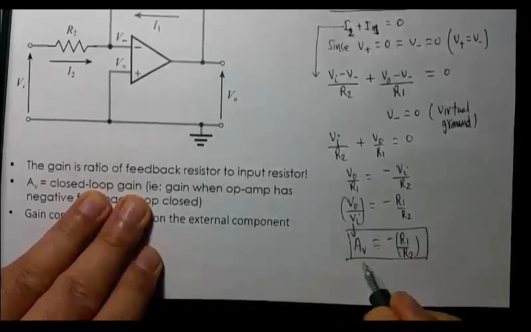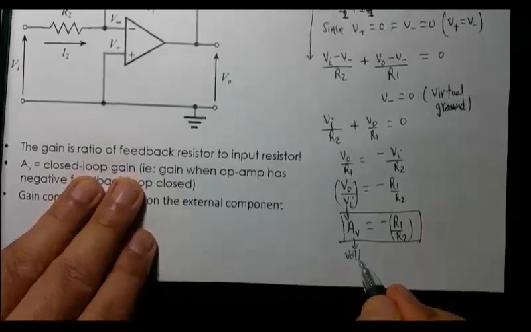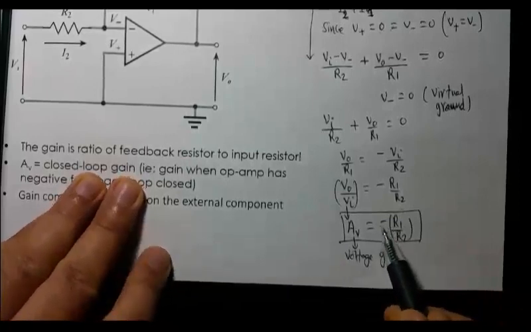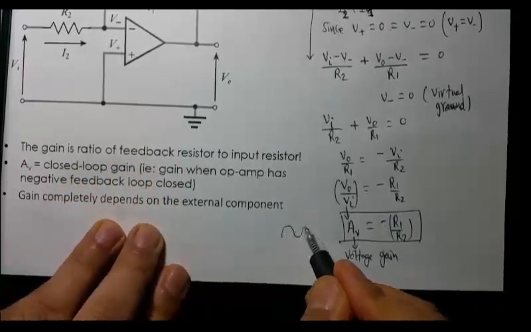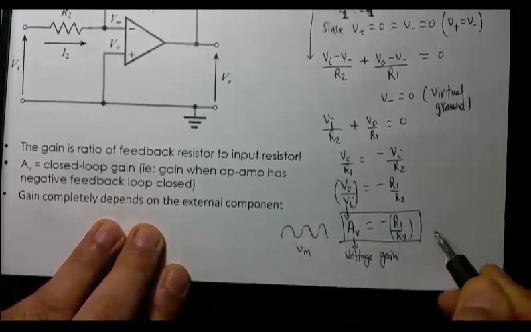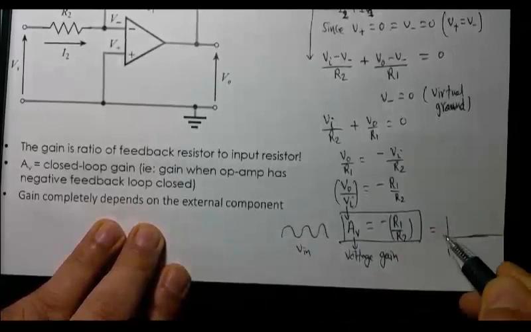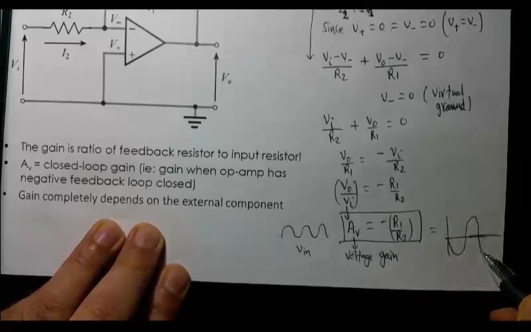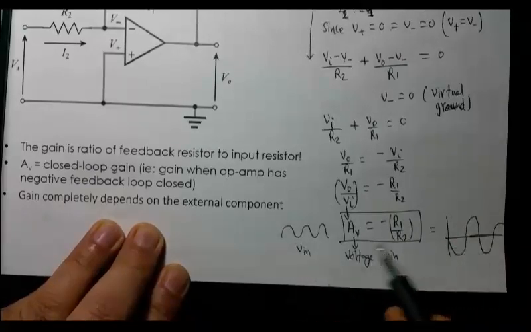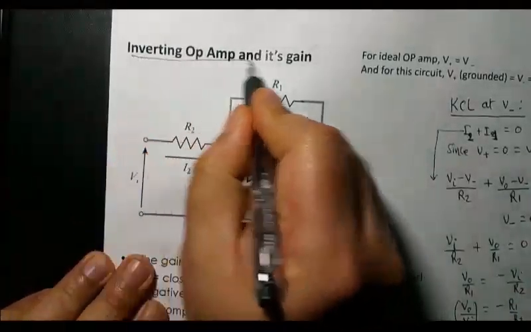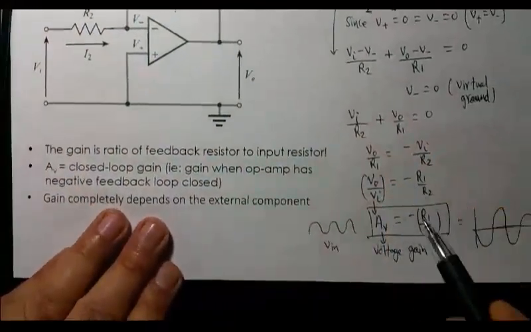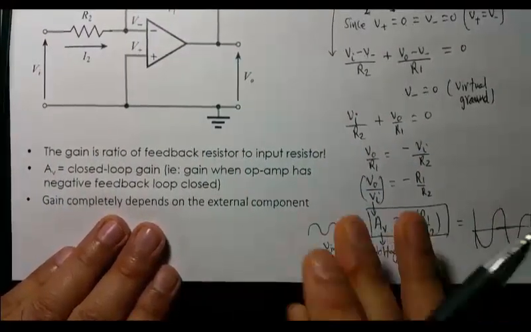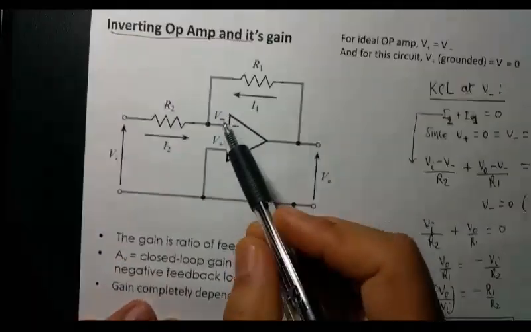This ratio is called voltage gain, negative R1 over R2. And as you can clearly see, since there's a negative sign, the input and output will be out of phase. So if this is V in, your output will be amplified depending on the amplification factor, but it will be like this. It will be 180 degrees out of phase. That's why it is called the inverting OpAmp configuration. So that's how you can calculate the amplification factor of an OpAmp in this configuration.